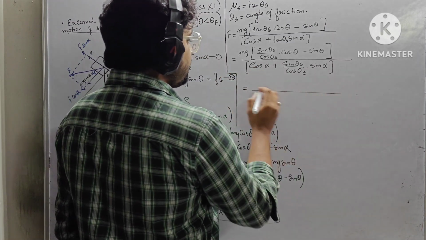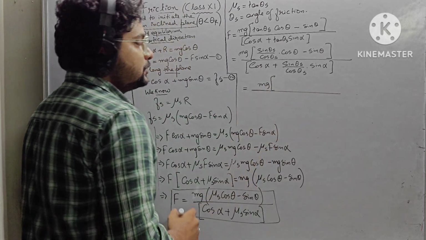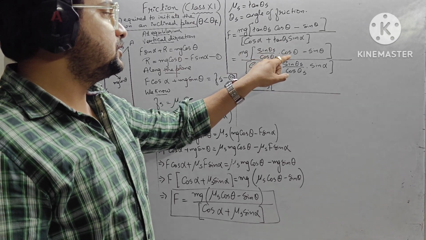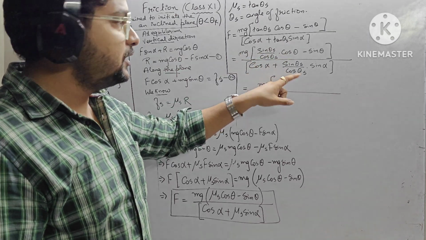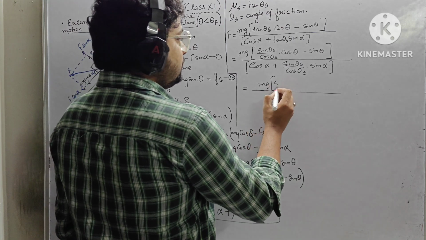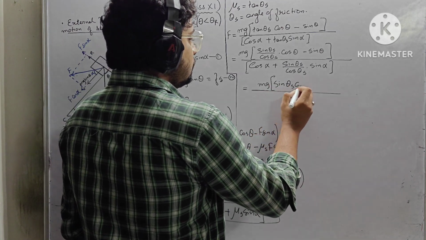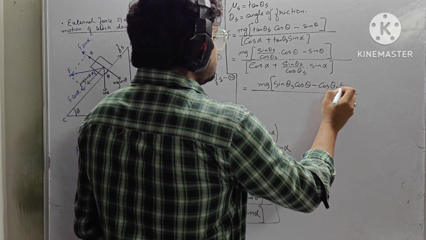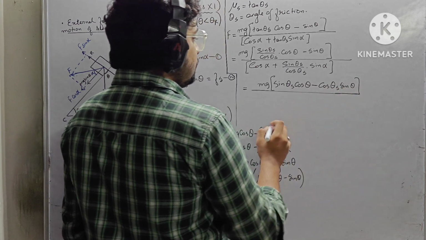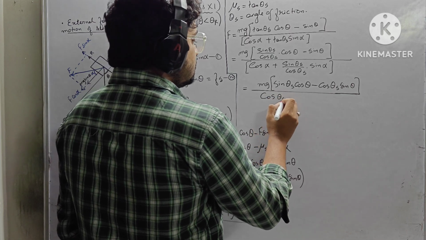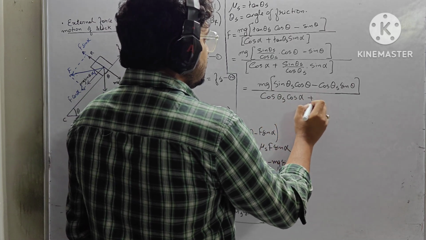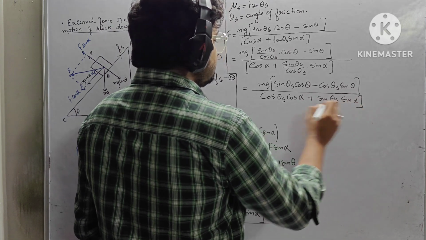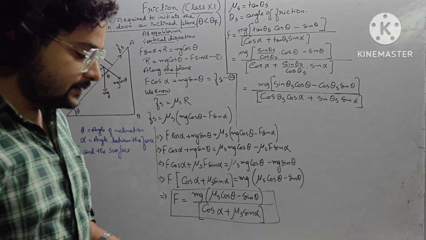So that is equals to mg. Okay, now if you do the LCM over here, you see in the denominator over here one cos theta s will be there, over here also one cos theta s will be there, that too will be cancelled. So I am left with sin theta s cos theta minus cos theta s sin theta, over here cos theta is cos alpha plus sin theta is sin alpha. Okay, this is the expression that I am getting.